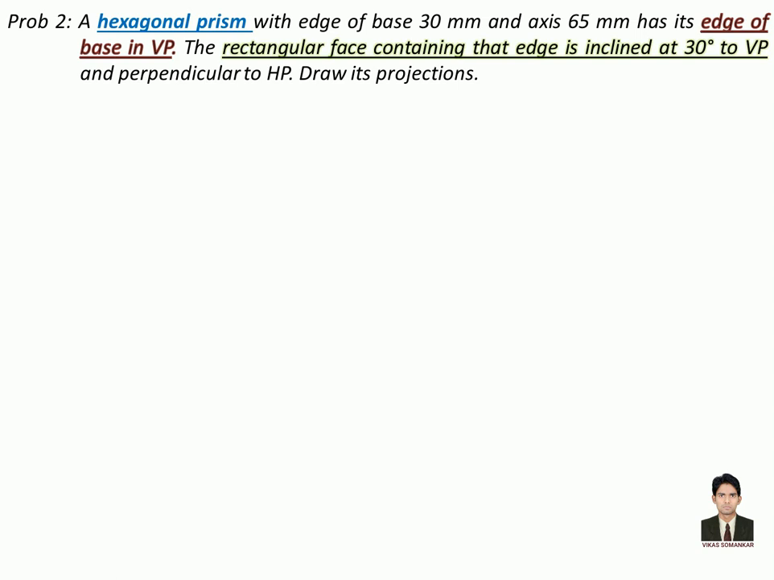Now let's decide where to draw that true shape. So it is given that the hexagonal prism has its edge of base in VP. That means some part of the object is resting in VP. So the statement was given to you that if object or some part of the object is resting on VP, then we will draw its true shape above XY line, that is in front view. So here edge of base is in VP. That's why the true shape of the object will be drawn above XY line. That means the hexagon, which is the true shape, will be drawn above XY line, and that hexagon will be followed by a rectangle.